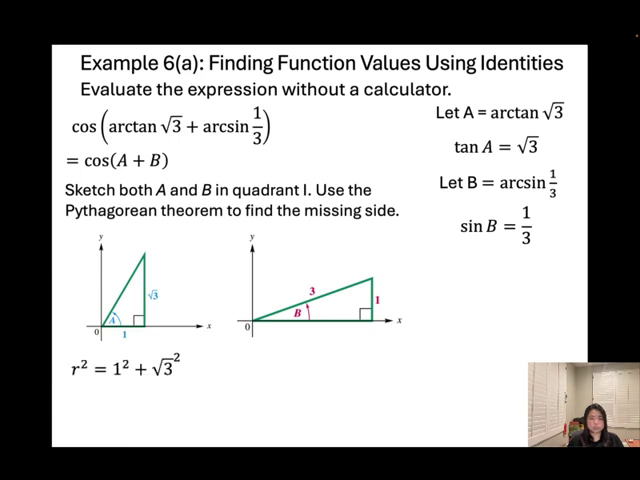Okay, check your work. You should get R equal to 2. And then for this triangle, you should get x equal to 2 square root 2. Okay, right? Now, we're gonna keep working on this guy.